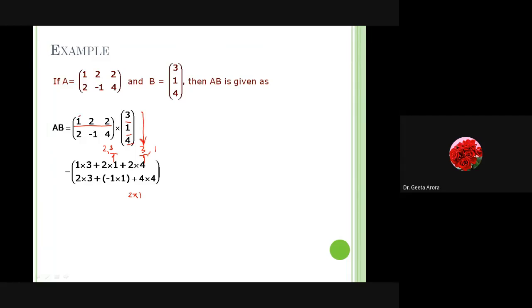Here we can see 1 into 3, plus the second element of the row multiplied by the second element of the column, so 2 into 1, and then 2 multiplied by 4, the third element multiplied by the third element of the column, which is 4. Similarly, the second row is going to multiply with the same column, and we write the products and the sum. If we solve it, we get 3 plus 2 plus 8 and 6 minus 1 plus 16. That gives us the answer 13 and 21. So you can see we are getting 2 rows and only a single column. Correct? So this is how we can find the product.